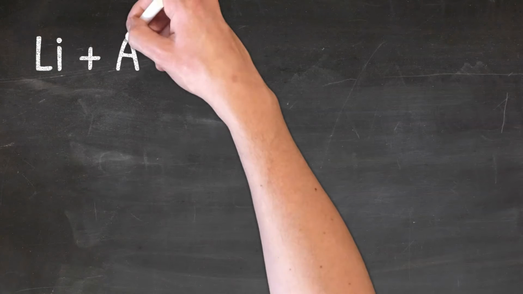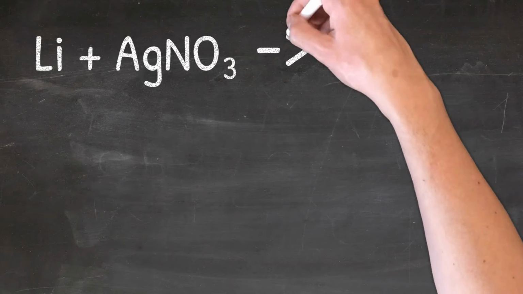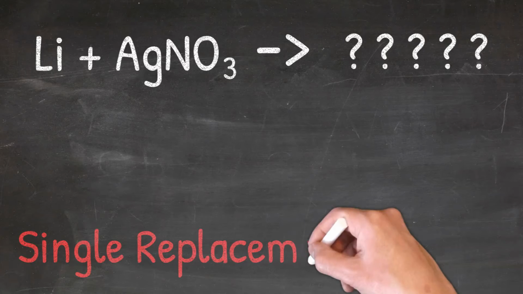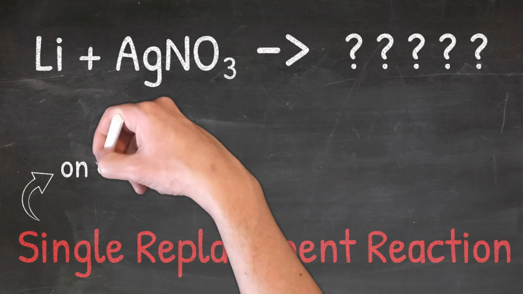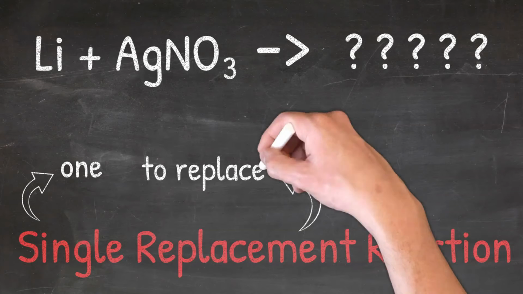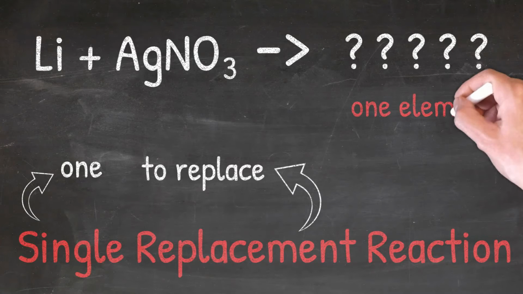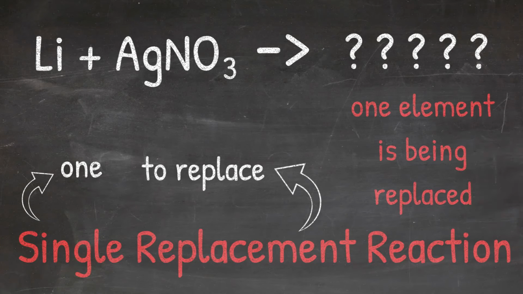What happens when lithium reacts with silver nitrate? This is an example of a single replacement reaction. Single replacement chemical reactions are exactly what the title says they are. Single meaning one, and replacement meaning to replace, means that in a single replacement reaction, one element is being replaced.